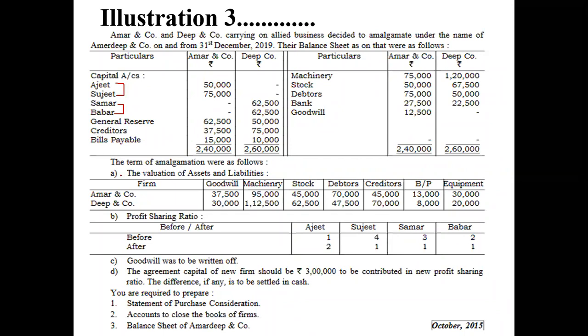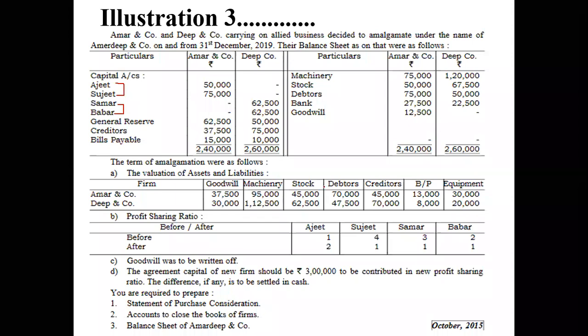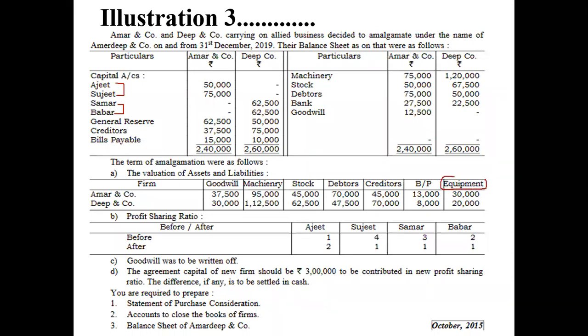Adjustment number one: the valuation of assets and liabilities is given below. For Amar Company and Deep Company, we have new values of goodwill, machinery, stock, debtors, creditors, bills payable, and there is one more item added here, that is equipment, which is not in the balance sheet. So this is the new value of all the items on the asset side as well as on the liability side.